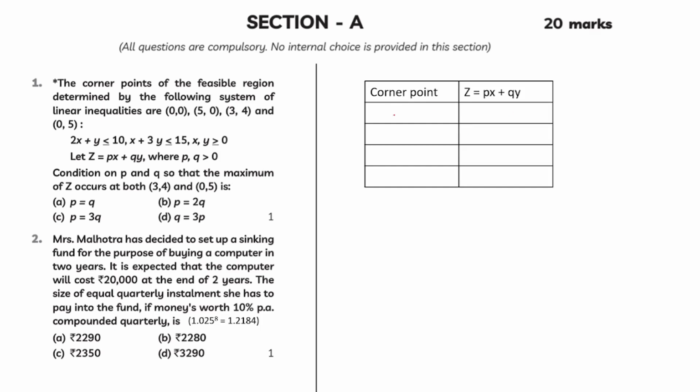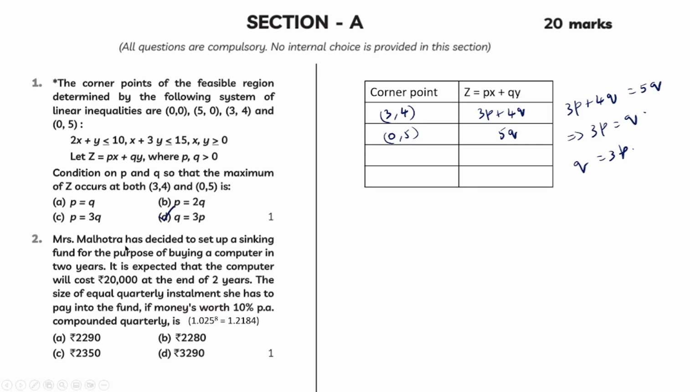So for the corner point (3, 4), the value of z is 3p + 4q, and the value of z at the corner point (0, 5) is 5q. So based on the information given in the question, we have 3p + 4q = 5q, or 3p = q. So the condition is that q = 3p. So the correct option is option D.